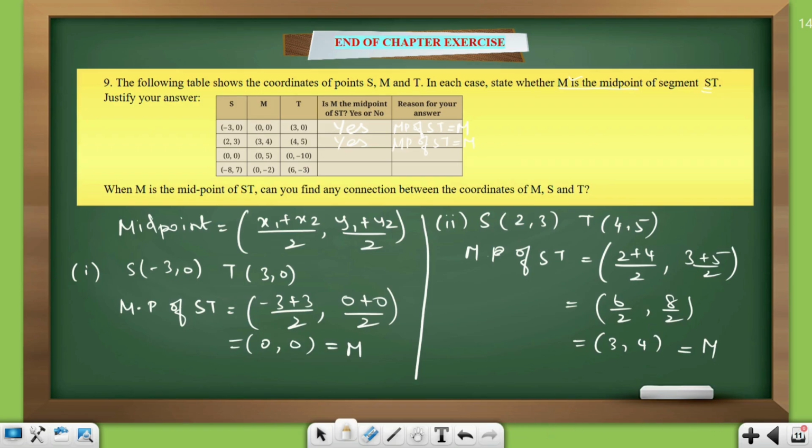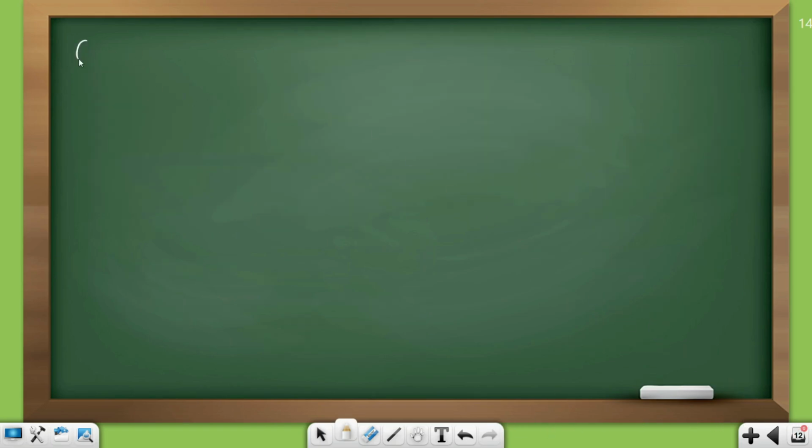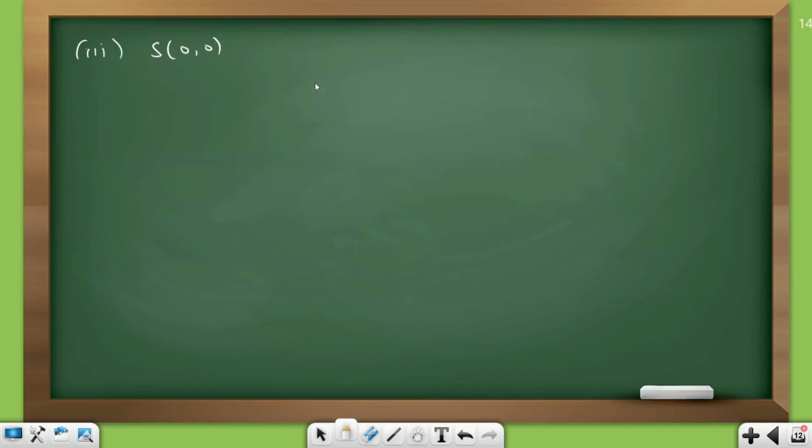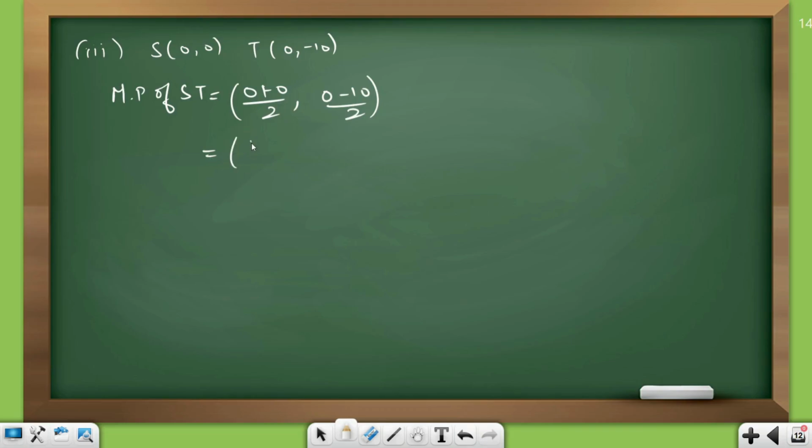Okay, and in the third case the point S is (0, 0) and the point T is (0, -10). Now the midpoint of ST is (0 plus 0 by 2, 0 minus 10 by 2). Okay, 0 plus 0 is 0, so 0 divided by 2 is 0. 0 minus 10 is minus 10, divided by 2, which is equal to (0, -5).